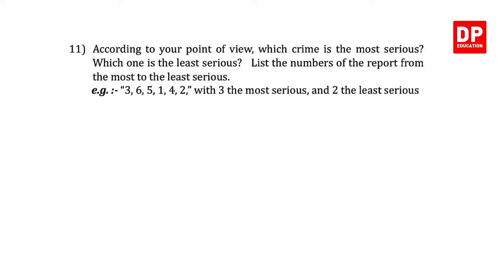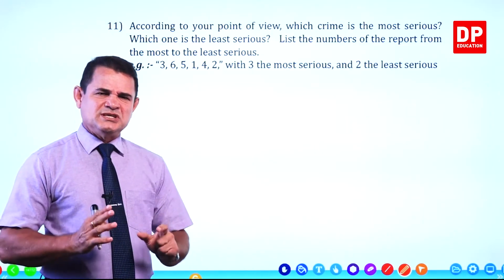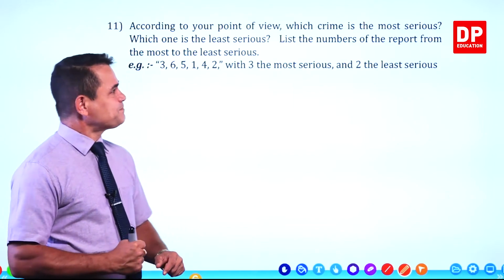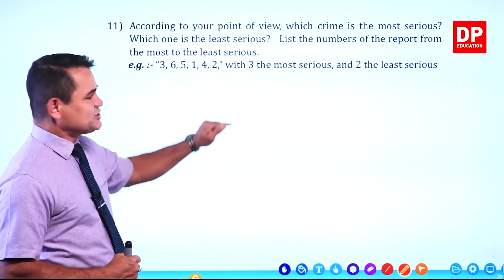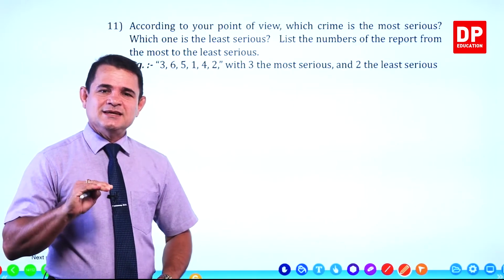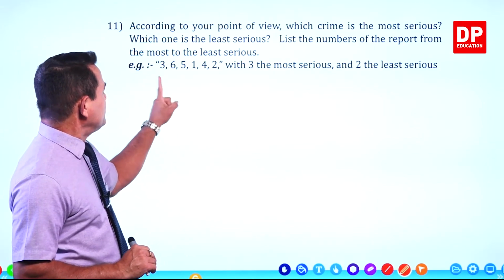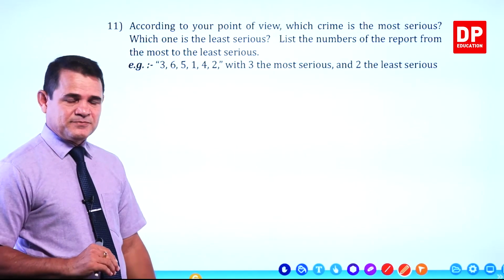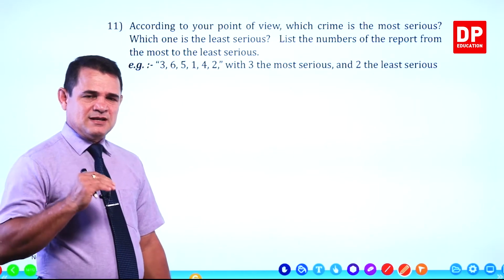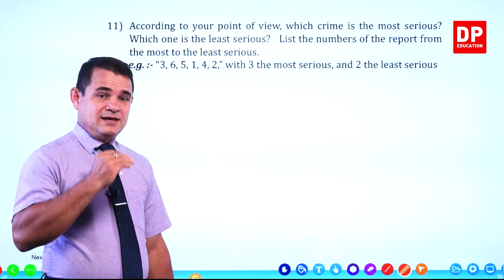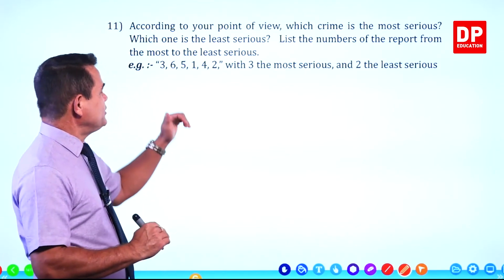Question number 11. According to your point of view, your idea, which crime is the most serious? Which one is the least serious? List the numbers of the report from the most to the least serious. You have to put them in numbers.